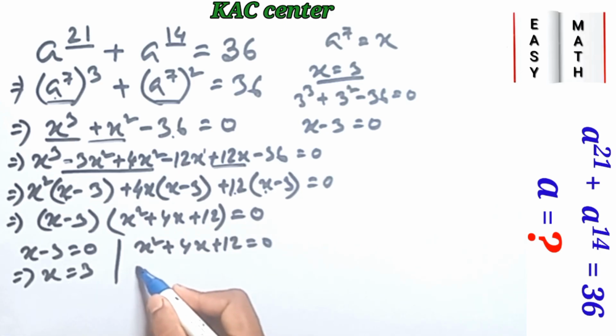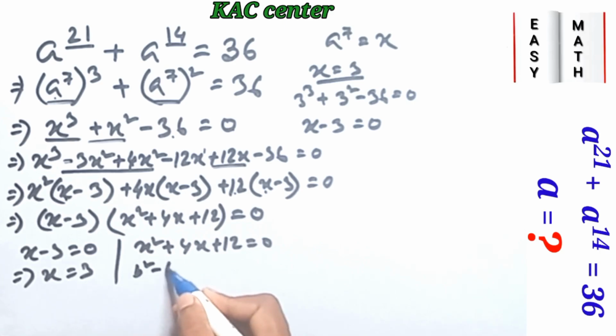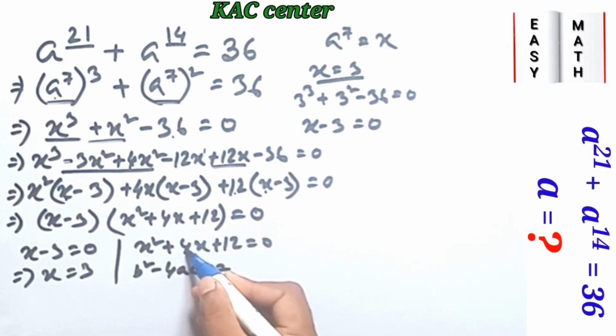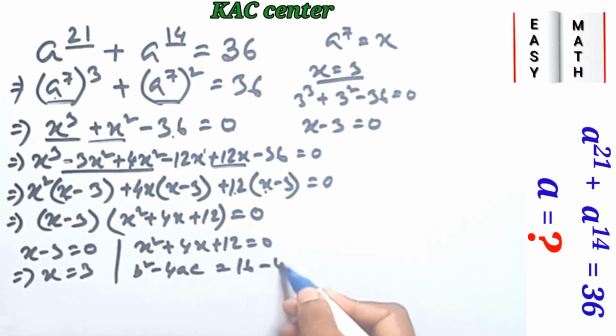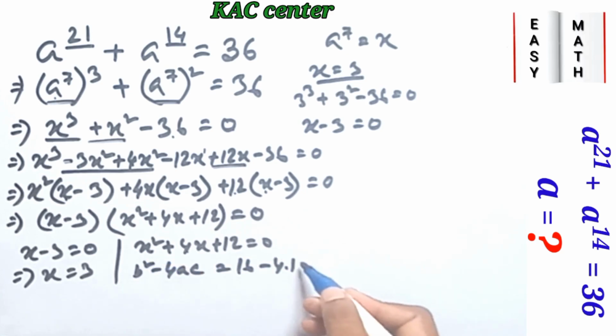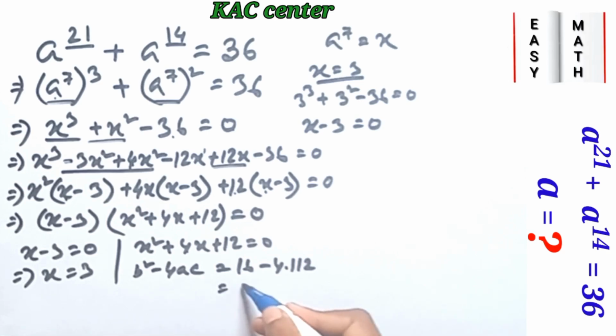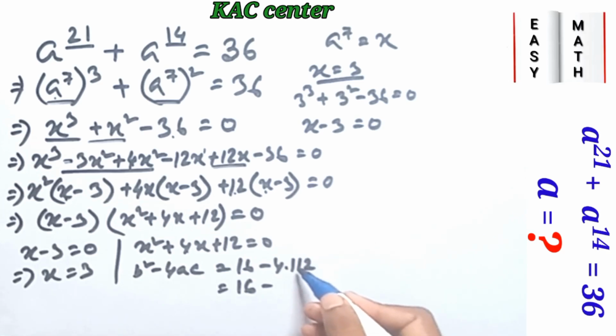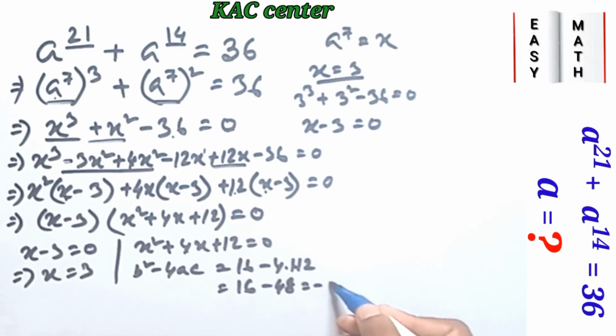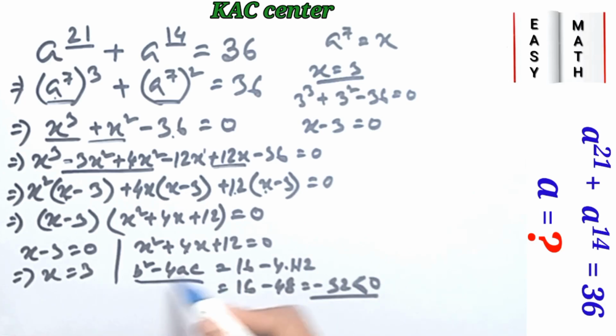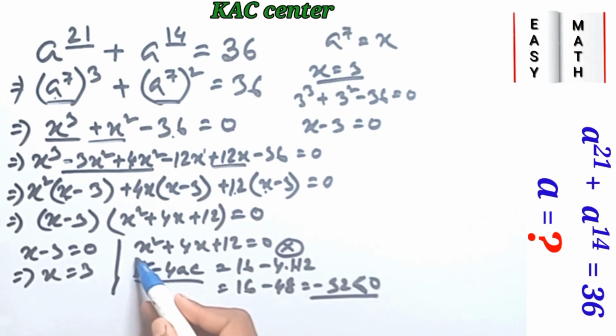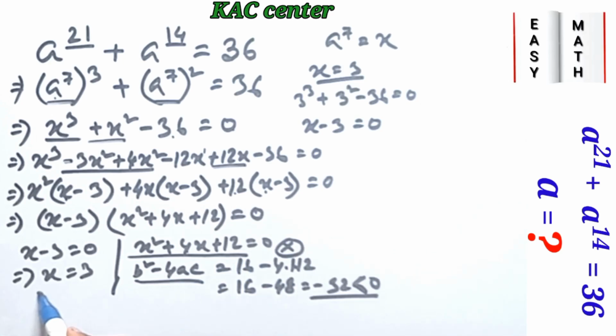And there the b square minus 4ac, this is the b square is 16, and this is 4, this is the 1, and this is the 12. So there is the 16 and there is the 48. So there is the minus 32. So this is less than 0. So in this equation, there is no real number.